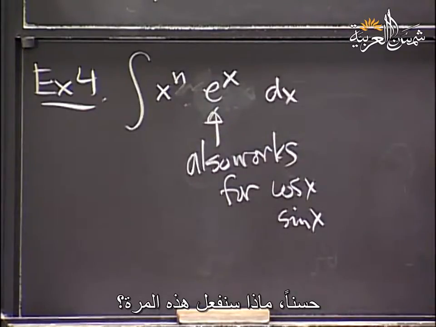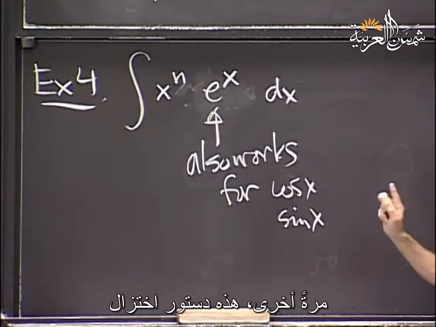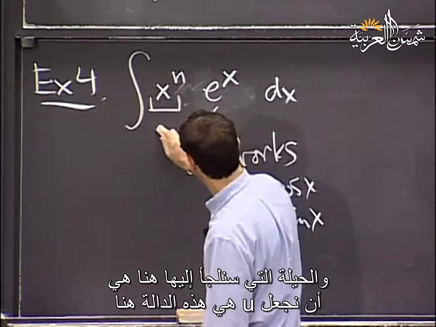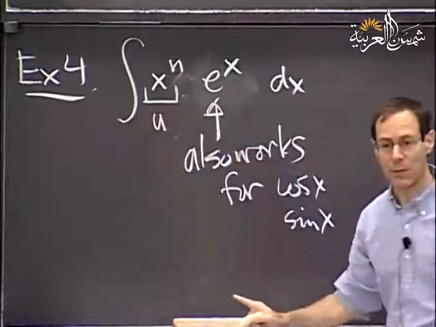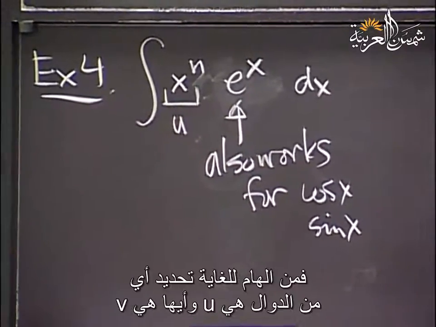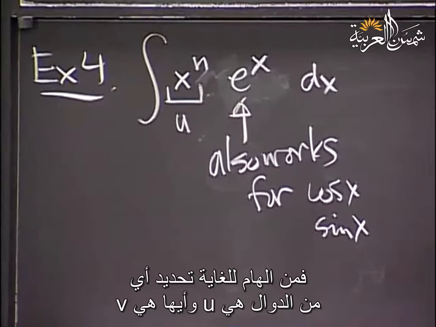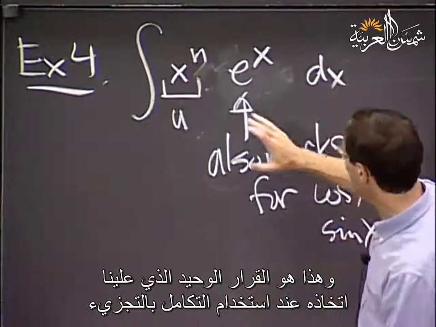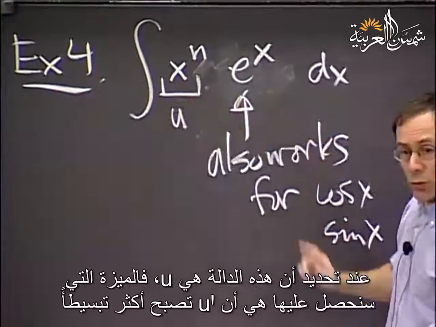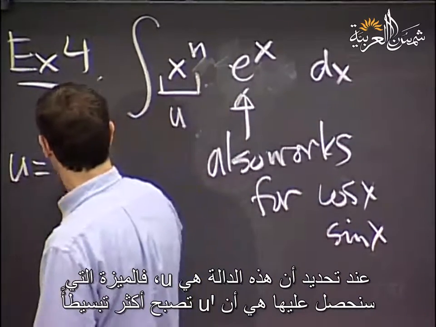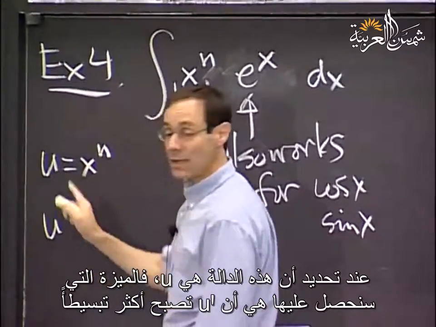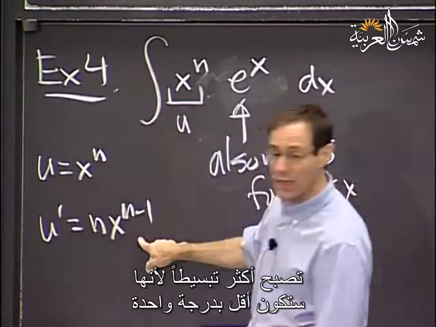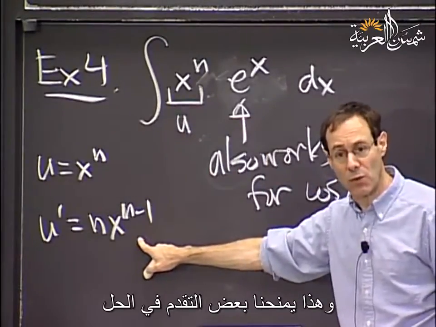OK, so how am I going to do it this time? This is, again, a reduction formula. And the trick here is to pick u to be this function here. And the reason is the following. It's very important to pick which function is the u and which function is the v. That's the only decision you have to make if you're going to apply integration by parts. When I pick this function as the u, the advantage that I have is that u prime is simpler. How is it simpler? It's simpler because it's 1 degree down. So that's making progress for us.